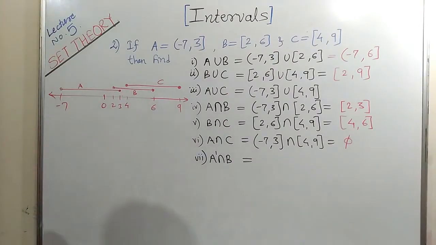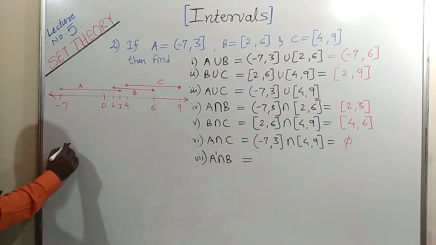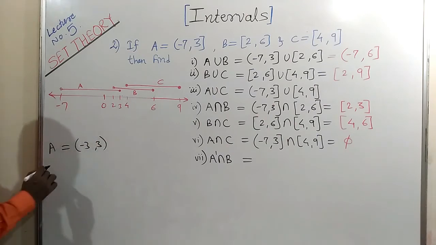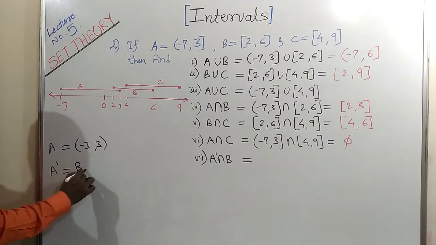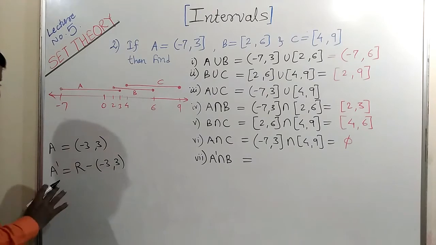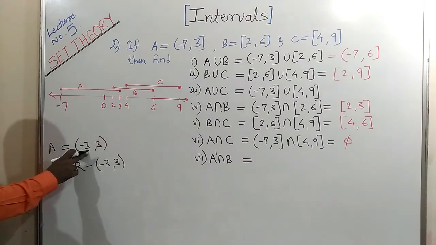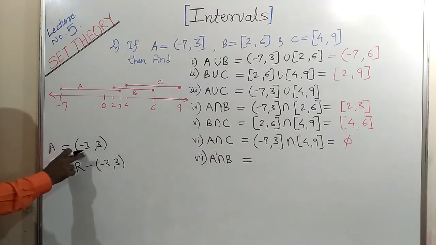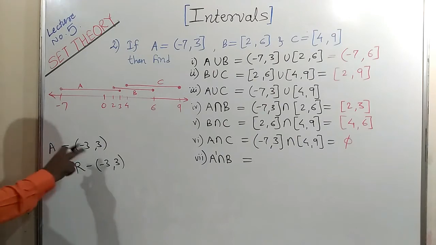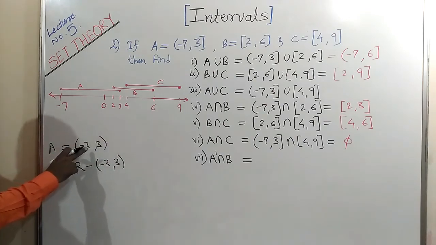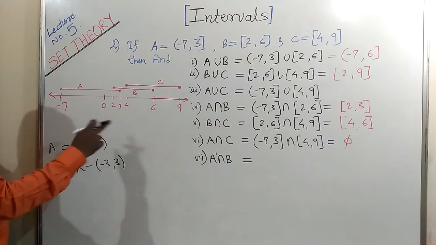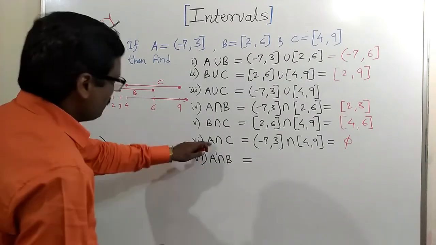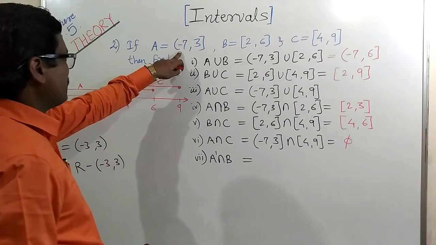Now, A complement. A complement means what? Suppose a certain set, -3 to 3, is given as interval A. Then A complement is nothing but R minus this -3 to 3. It's very simple to write the complement because it's an interval, a set of real numbers in this interval. So the remaining are not in it. Its complement is nothing but the remaining numbers which do not belong to this interval. That is, they belong to the real line but not to this interval. That is R minus open -3 to 3. So here A complement is the set of all real numbers except this interval.